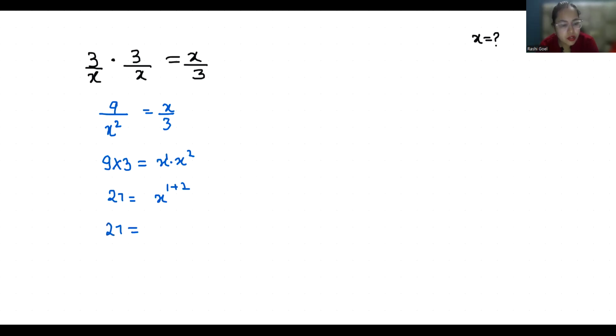x power 3 is equal to 27, we can write. And 27 we can write as 3 cube. Now if we compare both sides, the value of x is 3. Now let's verify.